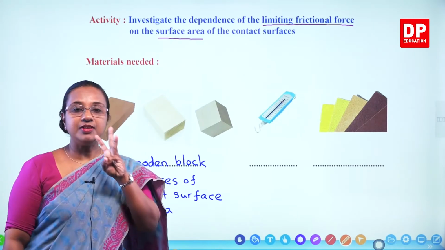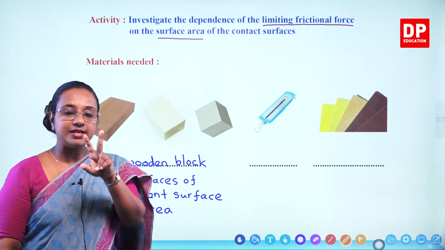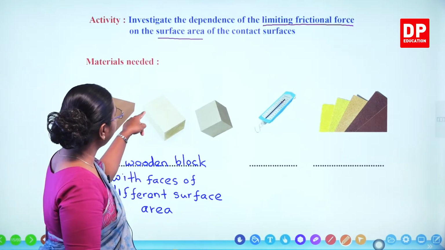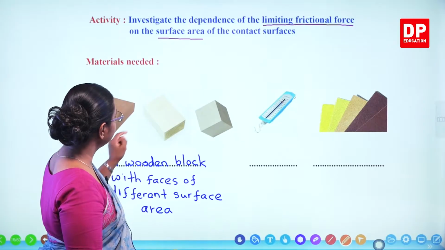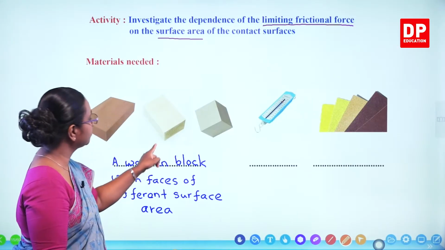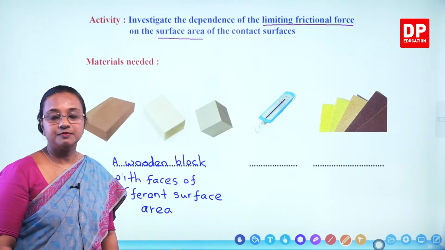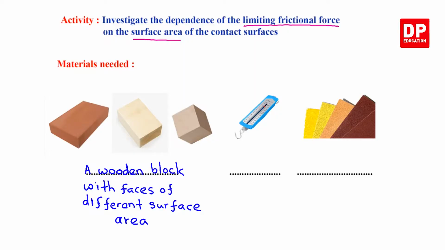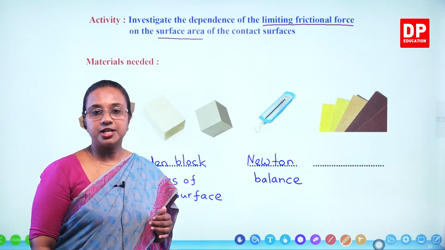So you need to have 3 different surface areas or at least 2 different surface areas. So if it is a rectangle with a large surface area like this, then we can have another small surface area and another smaller surface area on the other face. As before, we need a Newton balance to get the reading for the limiting frictional force.